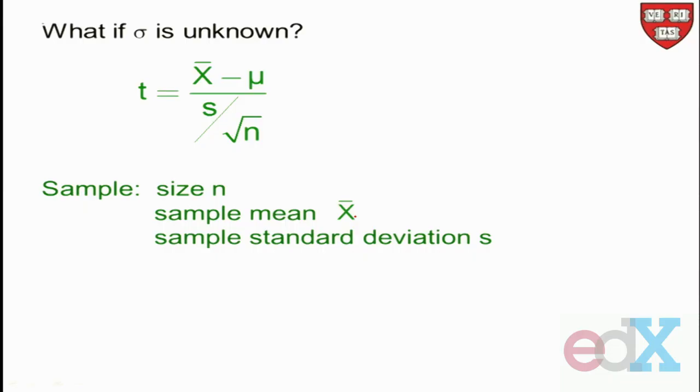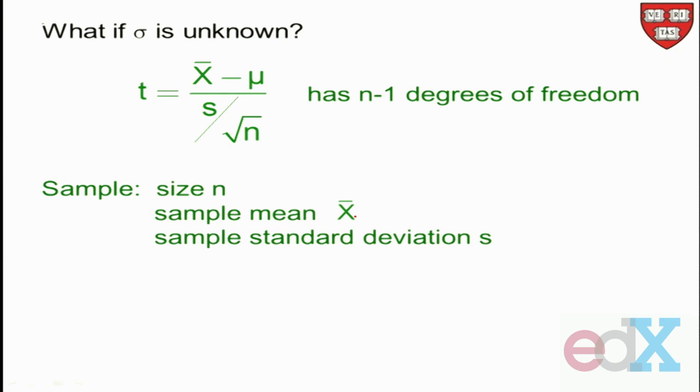Now, to differentiate from z, we call this quantity t. So t is x bar minus mu divided by the sample standard deviation divided by the square root of n. This is not as simple as with z. For the distribution of this quantity, we need to know how big the sample was. And what we do is subtract 1 from the sample size, and we call it degrees of freedom. So we need to retain that too.